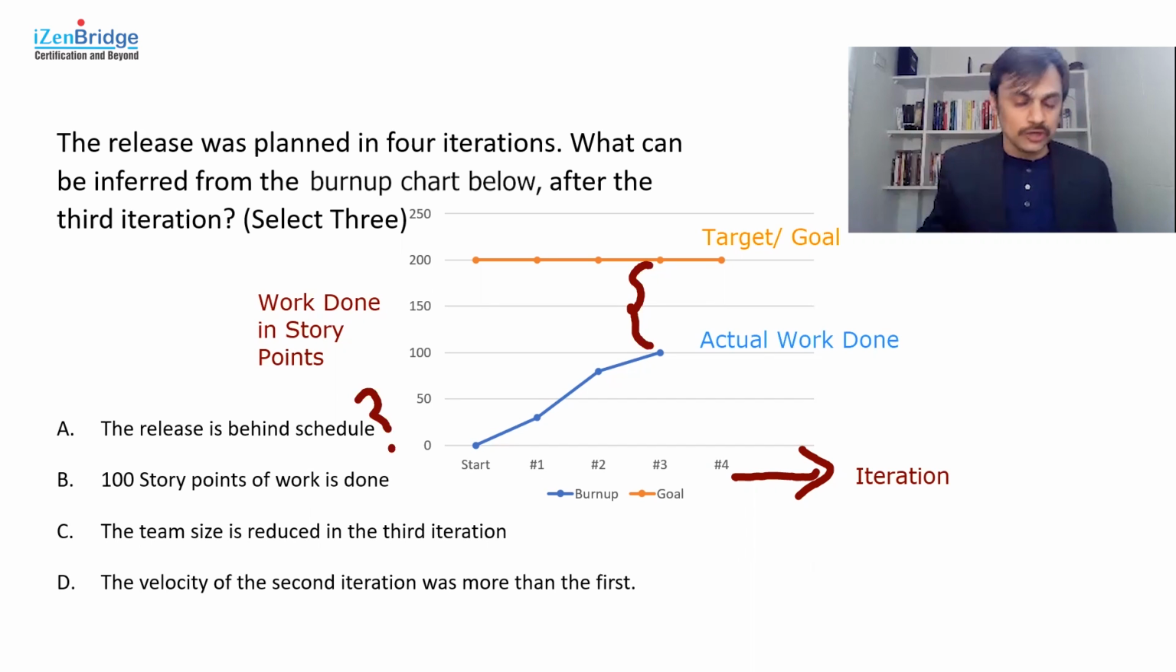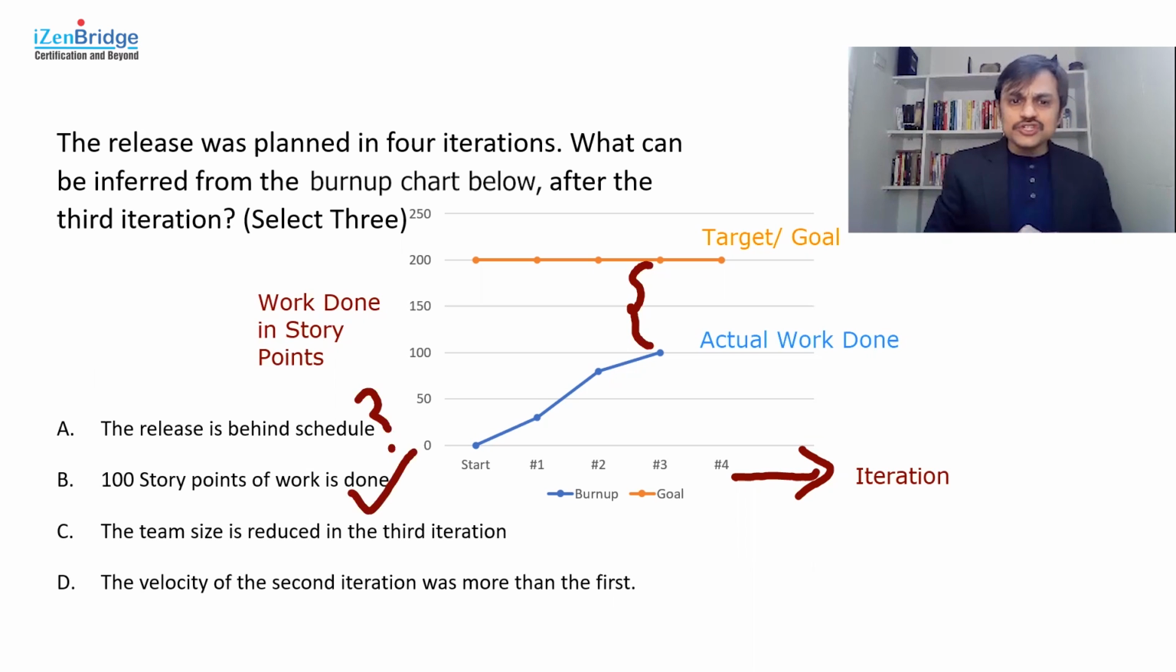I probably see the other option. 100 story points of work is done, clear cut, because I'm saying this axis is work done and I am at the end of iteration 3. I can clearly say the 100 story points of work is done. So this is pretty much clear.